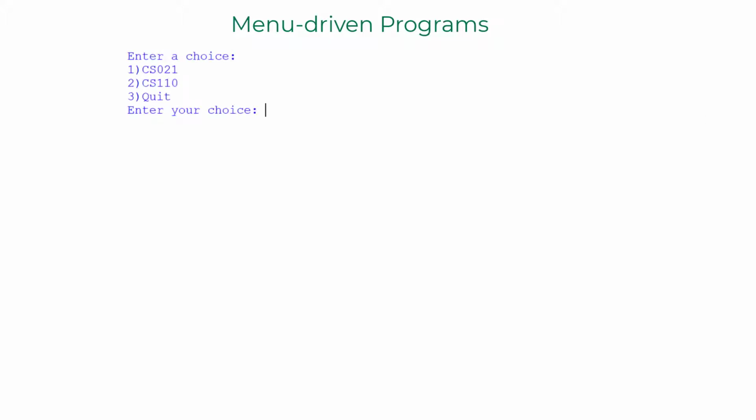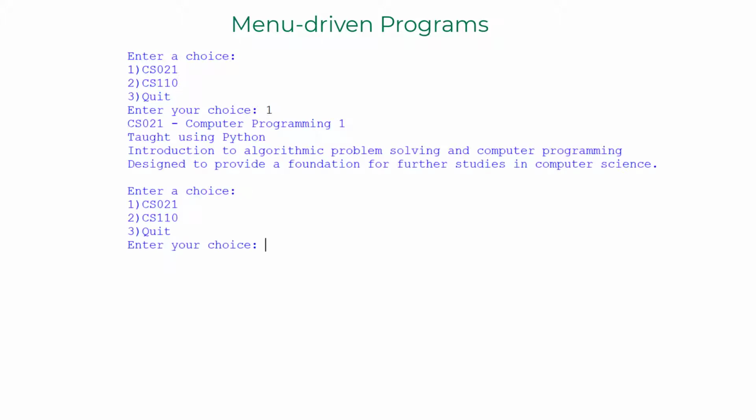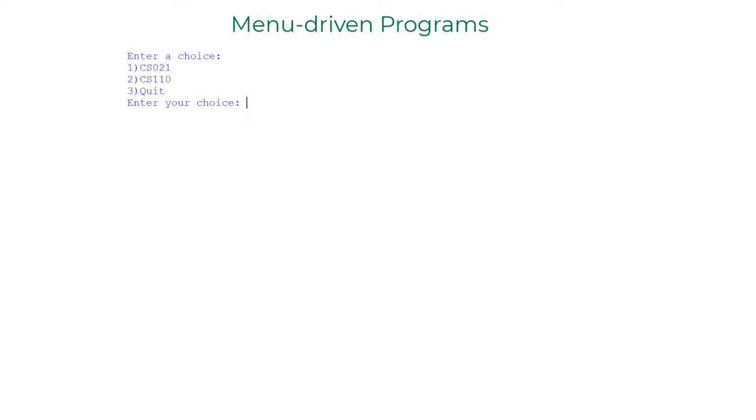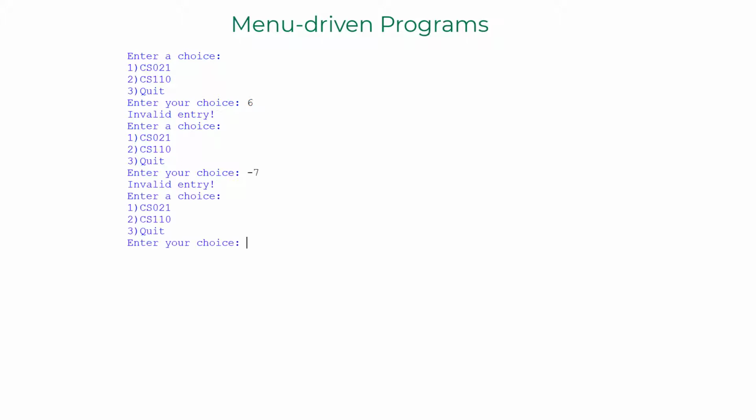Here is a successful run of a menu-driven program which has three choices. So the valid choices are 1, 2, and 3, with 3 being the one where you quit the program. Here is a test run of the same program with invalid choices. 6 is an invalid choice, -7 is an invalid choice, even 100 is an invalid choice.